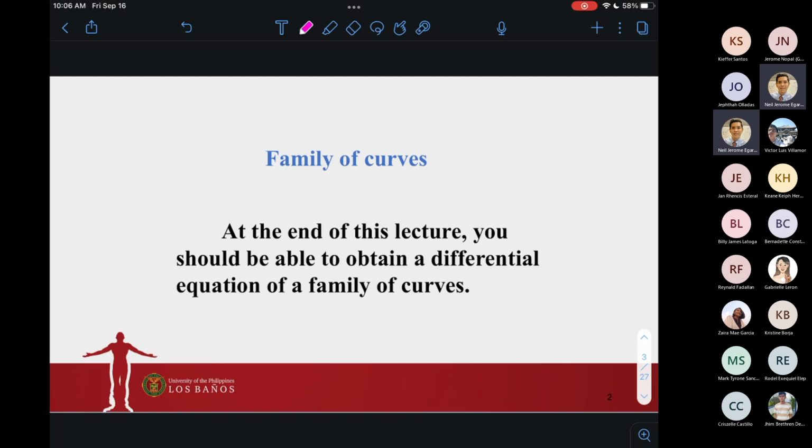Hahanapan natin ng ODE na magre-represent doon sa family na yon. Ibig sabihin, lahat ng members ng family of curves or family of functions na yon ay nakakasatisfy ng ODE. But it's not an if and only if statement. I am not saying that only those belonging to the family of curves can satisfy the differential equation. There could be exceptional cases wherein there is a special curve, not of the particular form we intend, pero nasasatisfy niya rin yung differential equation.